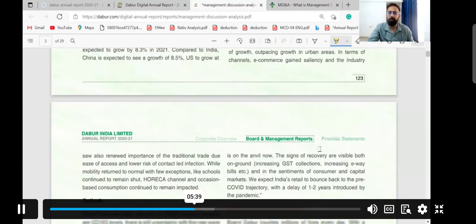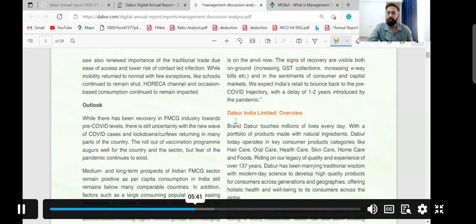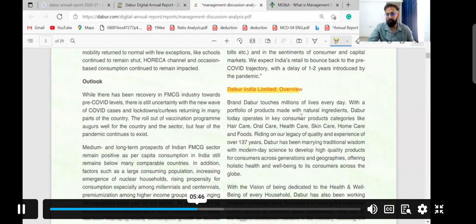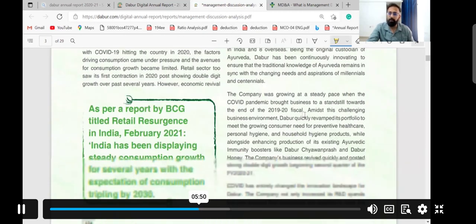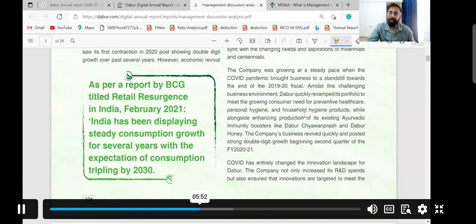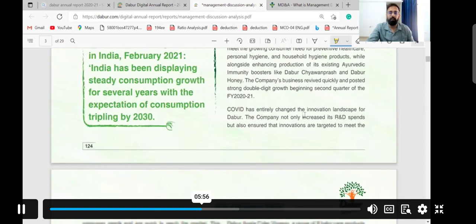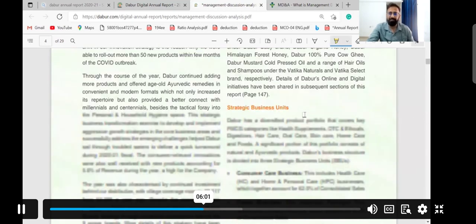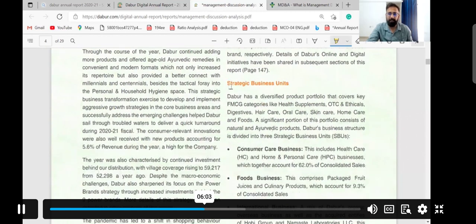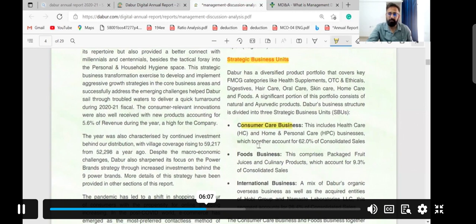Now, after that, they will be giving you information about the company, a Dabur Limited overview. Here they will tell you what Dabur actually does, how many products Dabur manufactures, and what impact came during COVID on Dabur Limited. So they will be giving you each and every piece of information. You can see here strategic business units. They will be providing you the business units they are in: consumer care business, food business, international business. So they are telling you about the segments.